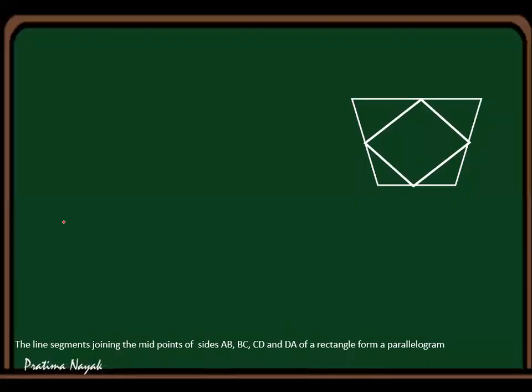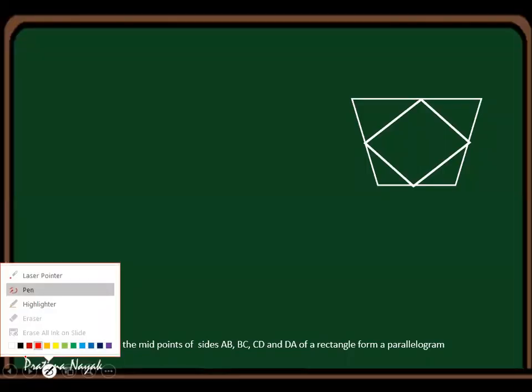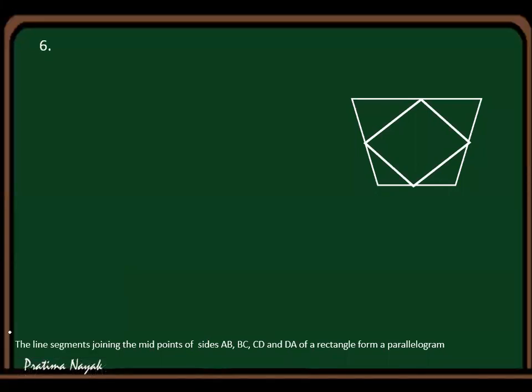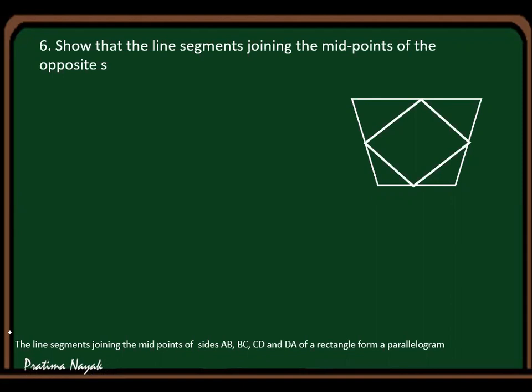Question number 6. Show that the line segments joining the midpoints of the opposite sides of a quadrilateral bisect each other.